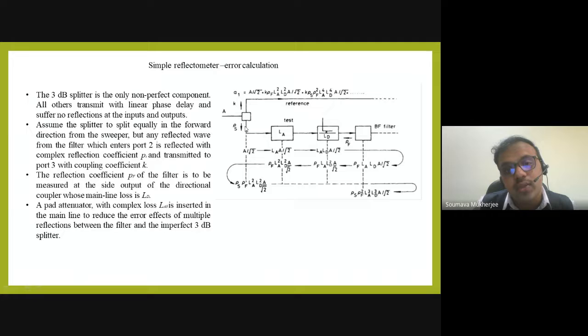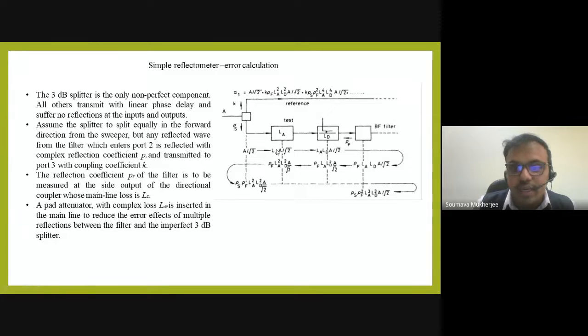Now is the case where this reflection again is happening because of the imperfect power splitter. So rho s is the reflection coefficient. So we have another wave coming into the same path: rho s, rho f, LA square, LD square, A by root 2, and so on.